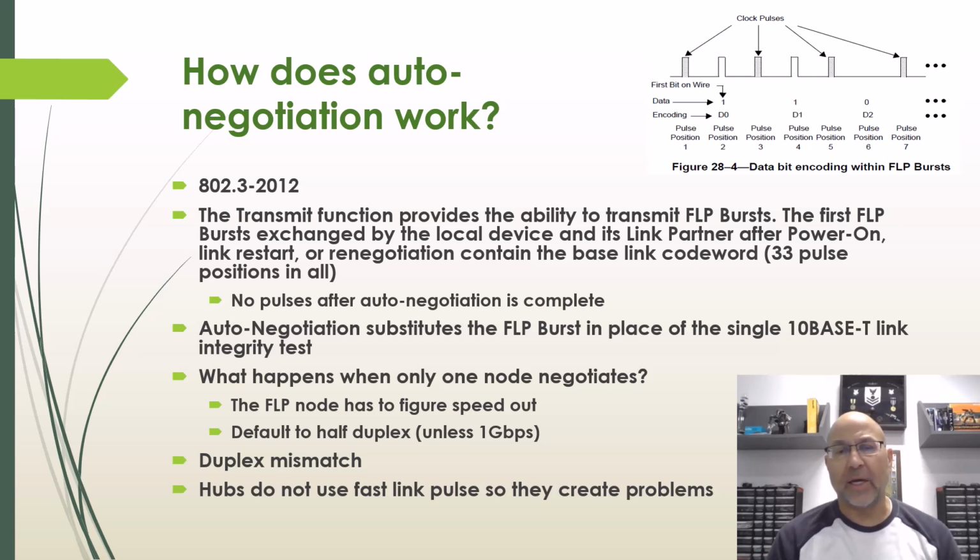So we've got this idea of a local device and its link partner, and then you power up and you start sending these link pulses. There are 33 pulse positions in all, and then there's a whole bunch of messages that you can communicate with those pulses. Now, there's not supposed to be any pulses after auto negotiation is complete, because then we want to get into Ethernet data transmission, right? So that's why we call this sort of out-of-band transmission. But also there is the ability to renegotiate capabilities after changes to a link are made.